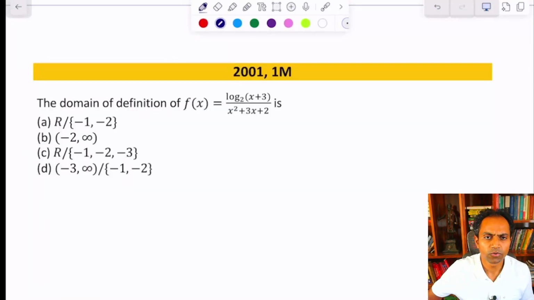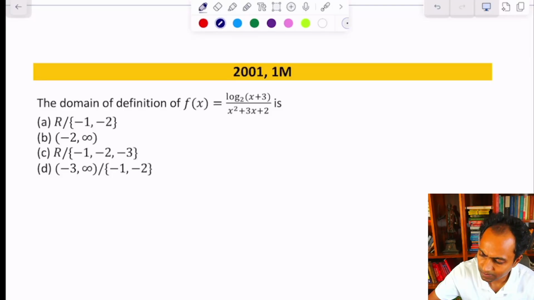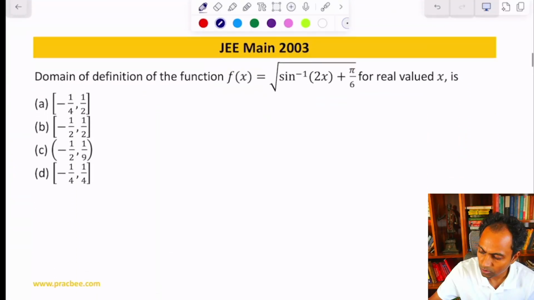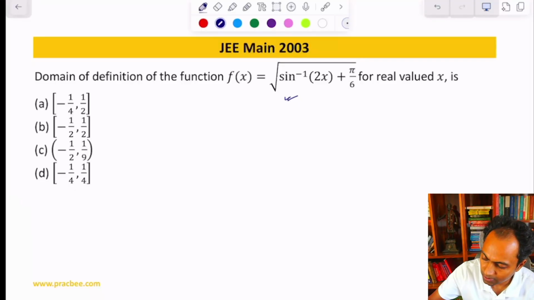Now we can see this 2001 question is again the same thing. We'll find the domain for the numerator and denominator separately and take their intersection. Same idea. In this question of 2019, again the same. Find the domain, take intersection. Nothing very complex. Same thing here with inverse function also. Find the domain, and here it will become even easier because of sine inverse of 2x.